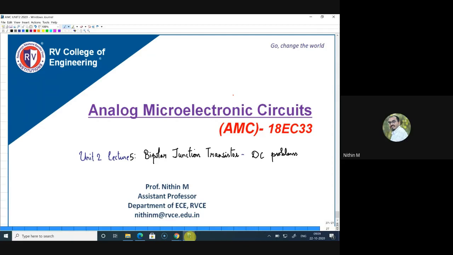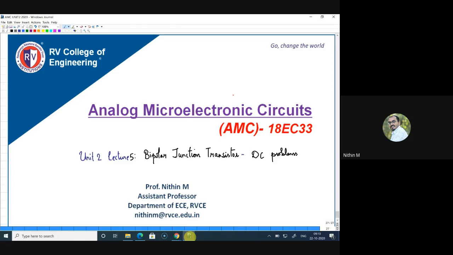Welcome to the fifth lecture of analog microelectronic circuits in unit 2. We are discussing the bipolar junction transistor, the three terminal device, and we looked at a bit of history of BJT. We have also seen the various modes of operation and the suitable applications in each mode. Then we have seen the current equations in BJT. We wrote the current equation with the help of semiconductor device physics, and then we discussed a large signal model as well as a small signal model.